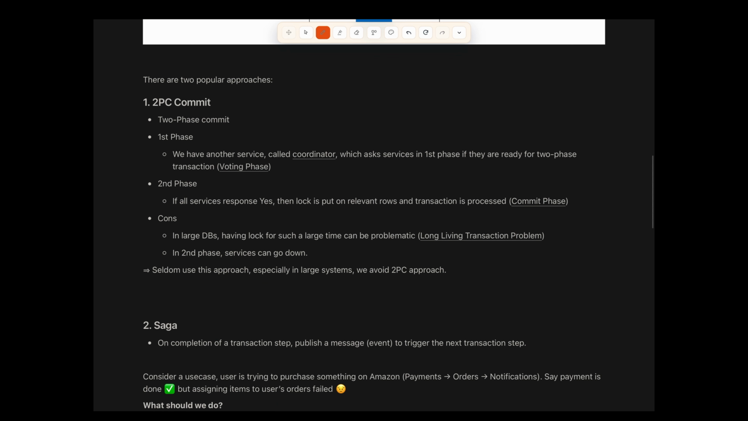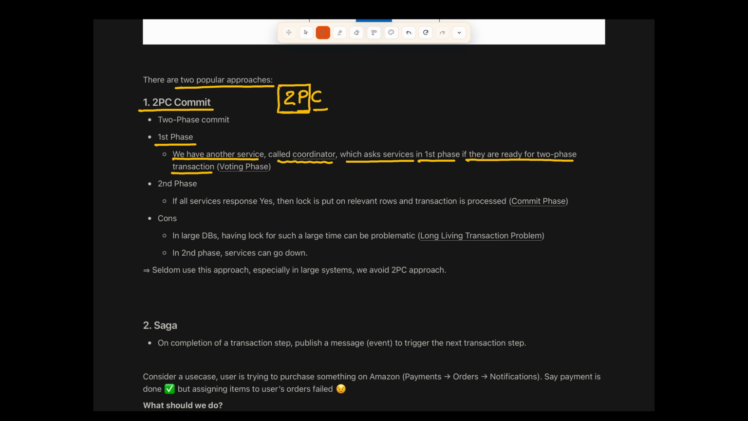There are some popular approaches and we will be discussing two of them. First is the two-phase commit, also known as 2PC. As the name suggests, this commit is done in two phases. What are those phases? The first phase is we have another service called the coordinator, which asks each service in phase 1 if they are ready for the second phase. This is the voting phase.